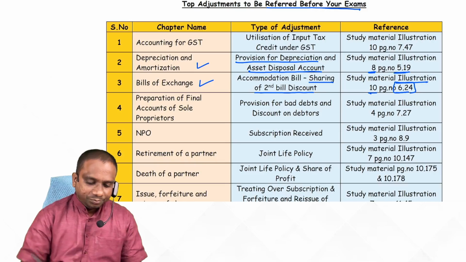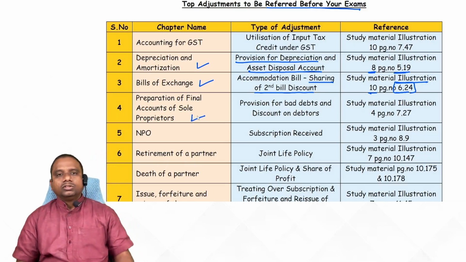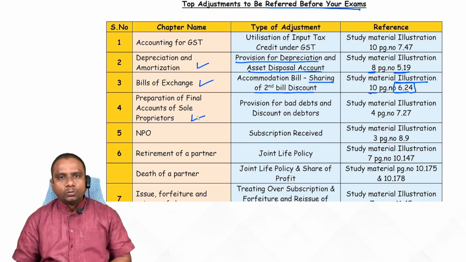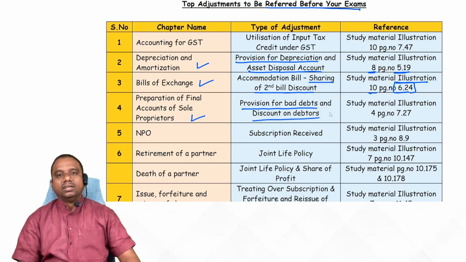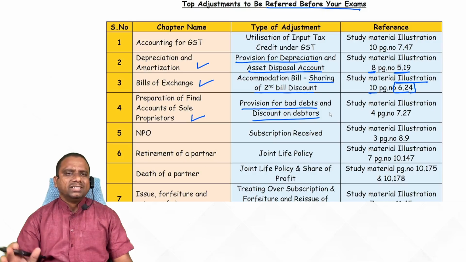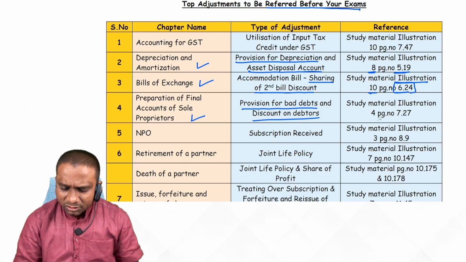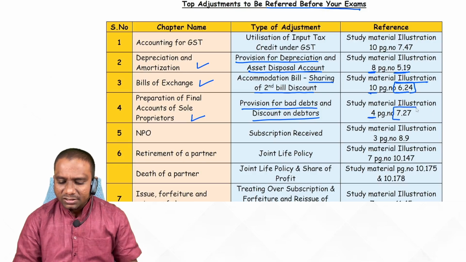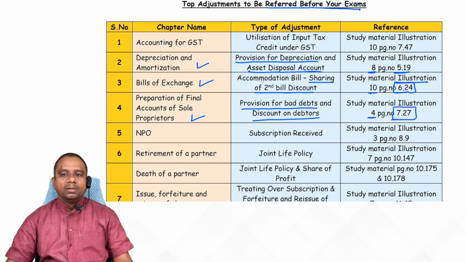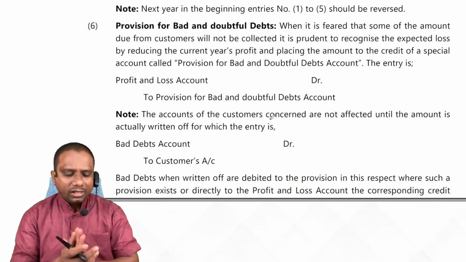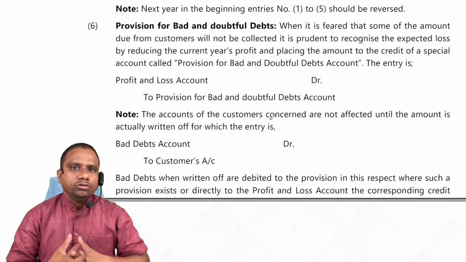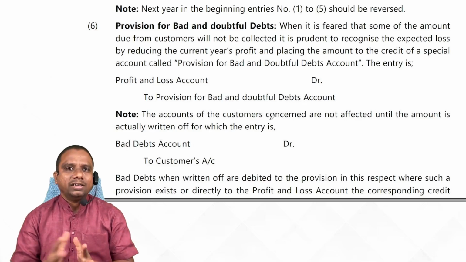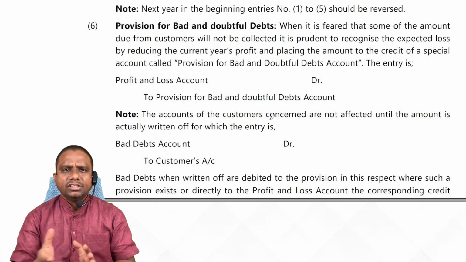Next adjustment. This chapter is preparation of final accounts of a sole proprietor. The important adjustment is provision for bad debts and provision for discount on debtors. For that, open your study material to illustration 4, page number 7.27. Now, look at this provision for doubtful debts, students. Before this, let me discuss why we need a provision for bad and doubtful debts. Generally, it is called provision for doubtful debts.